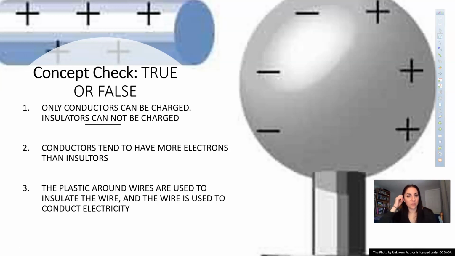Okay, number 1. False, insulators can be charged. Both conductors and insulators can be charged. Number 2 is false. It's not about the number of electrons, it's about the movement of electrons. And number 3 is true. That's based on definition.